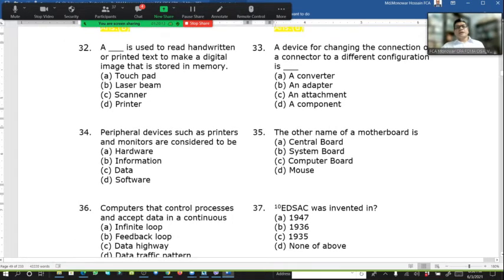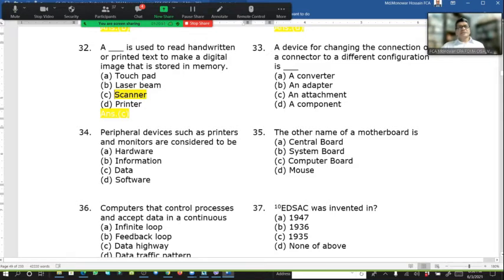Number 32, a dash is used to read handwritten or printed text to make a digital image that is stored in memory. Touchpad, laser, scanner, printer. The answer is C, scanner. A scanner is used to read handwritten or printed text to make a digital image that is stored in memory.